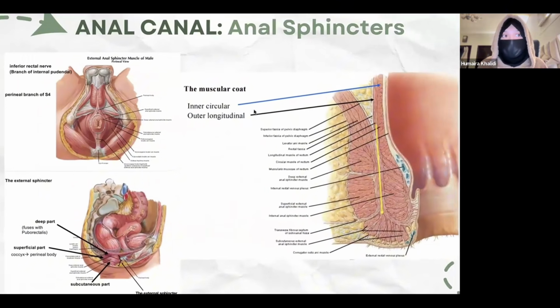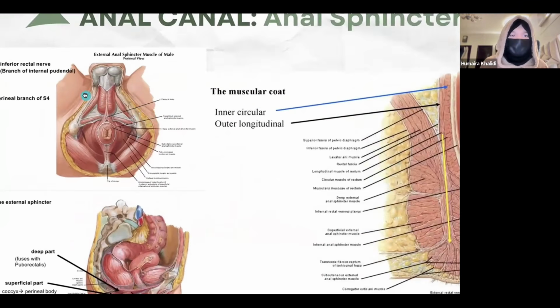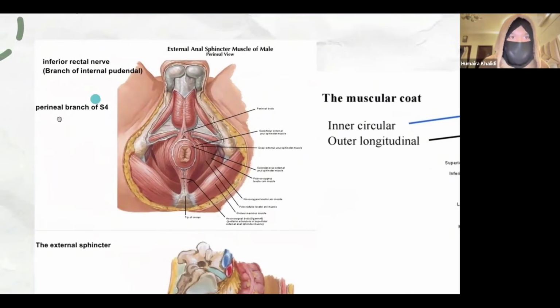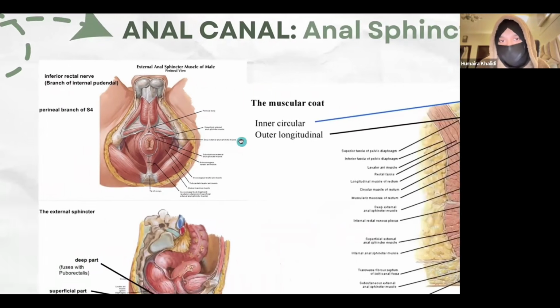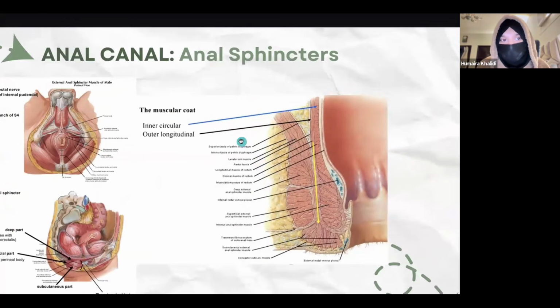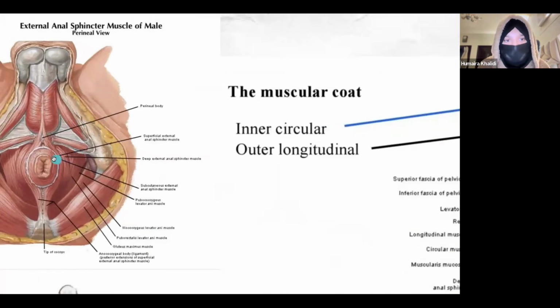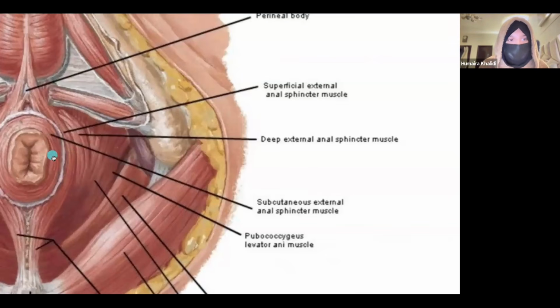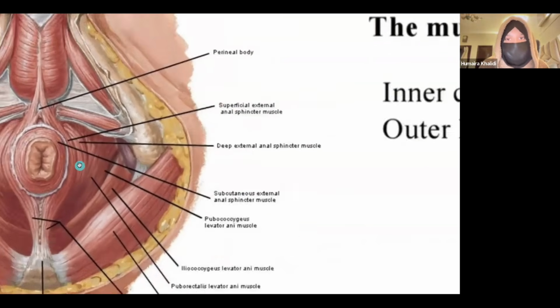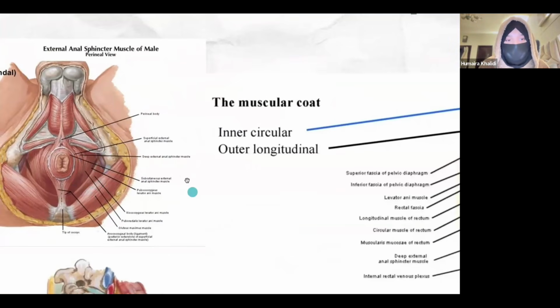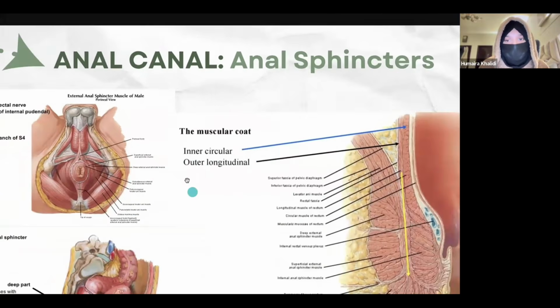Now, moving on, you have the inferior rectal nerve, which is not important, low-key. It's a perineal branch and whatnot. Somewhere over here. It's not important, okay? This is the superficial external sphincter again. This is the subcutaneous. I wish I had a smaller pointer. Yes, this is subcutaneous, this is superficial, and this is the deep. This is very important.